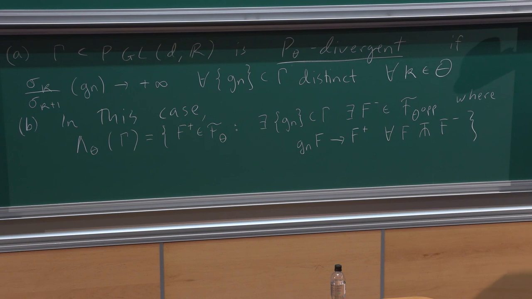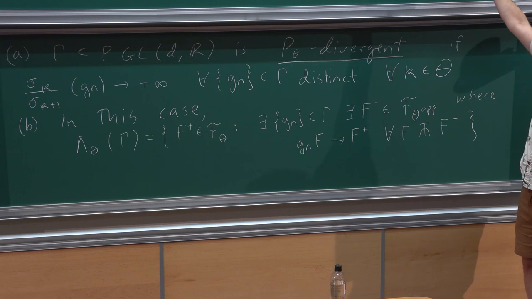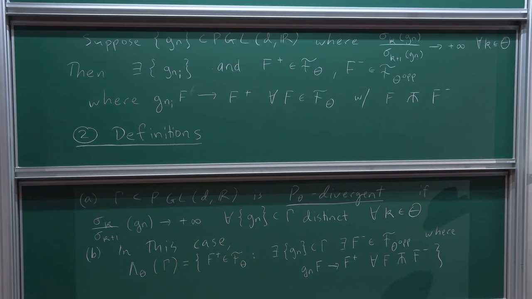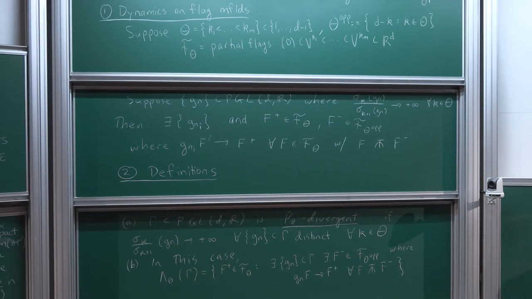When we say sigma k of g_n divided by sigma k plus 1 of g_n, you mean sigma k_i divided by sigma k_i plus 1? Yeah, I guess I dropped the indices and now it's just k in theta. It's kind of annoying, because I just needed to write k_1 through k_m to define F_theta, and then I don't really care about the k_i's anymore. And we're looking at this opposite flag manifold just so we can talk about transversality. So we're pairing the complementary dimensional spaces and seeing if they're transverse. Okay, any questions so far?